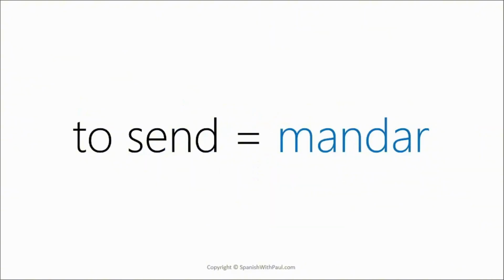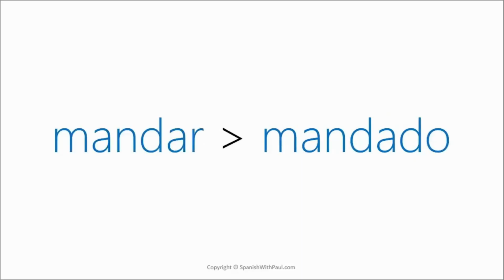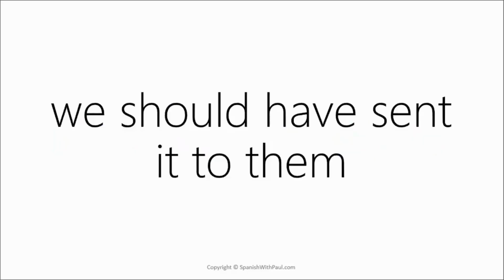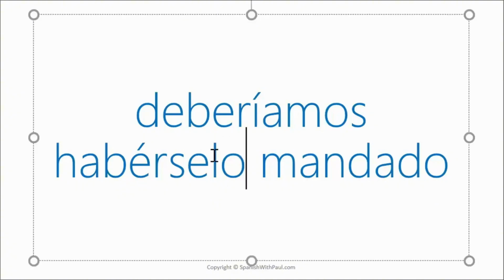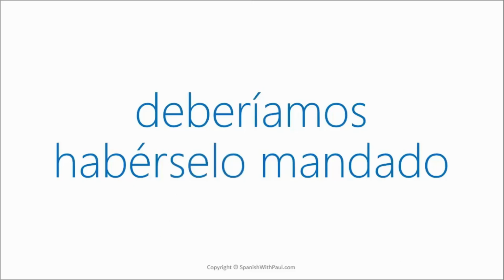Let's practice some more with the verb to send, which is mandar. Now, sent, meaning the past participle, will go to the sound of mandado. How would you say we should have sent it to them? Deberíamos habérselo mandado. Here we have the it to them with selo. Remember, this is very powerful. It to him, it to her, it to them. It's all selo. So, deberíamos habérselo mandado.